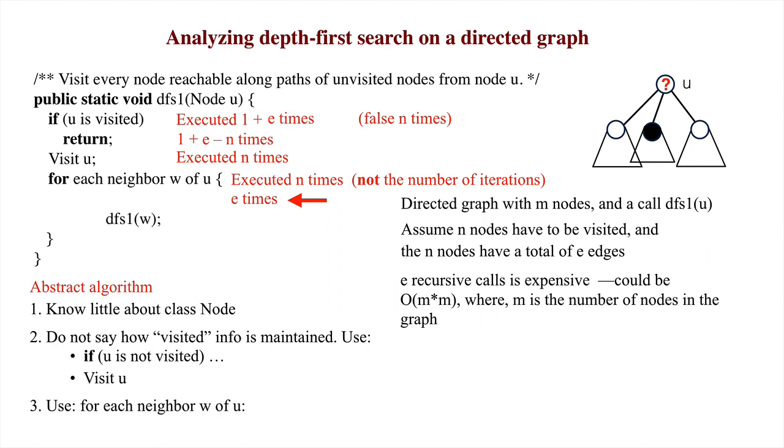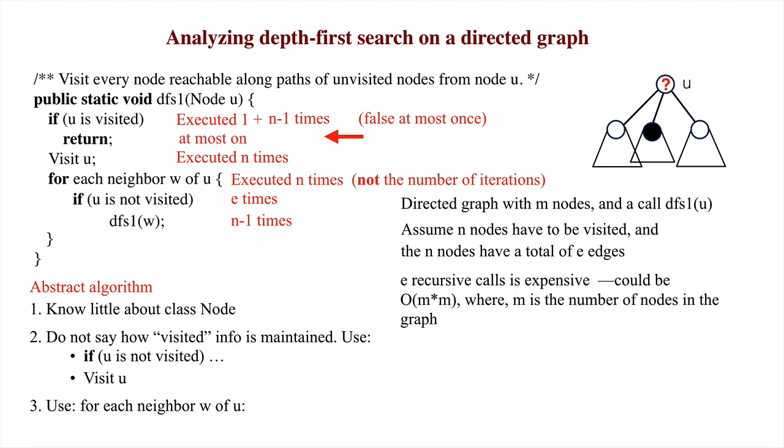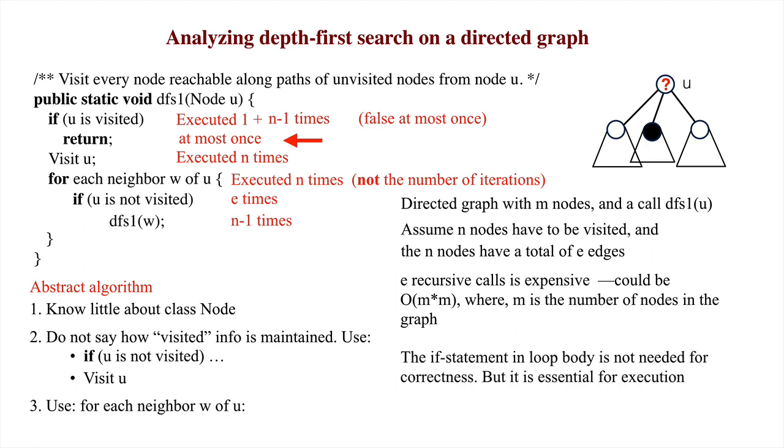To reduce the number of calls, call dfs1(w) only if w is not yet visited. The if statement is then executed e times, but the recursive call is executed only n-1 times in total. This means that the first if statement is executed n times. It is false at most once, only if the first node is already visited. The if statement in the loop body is not needed for correctness, but is essential for execution speed if DFS1 is going to be used on large graphs.